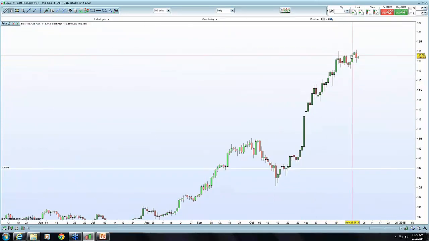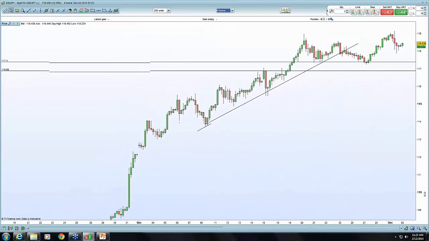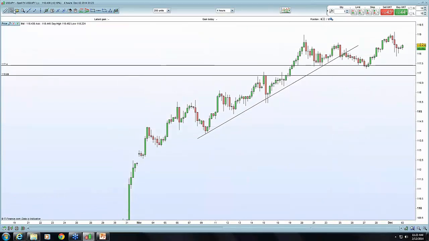Okay, it still made a new high though. Having said that, it still made a new high last week above the 118.50. Right now, it's still bullish. The only thing that I can infer is on the 4-hour chart, whereby it might make a bit of a consolidation.